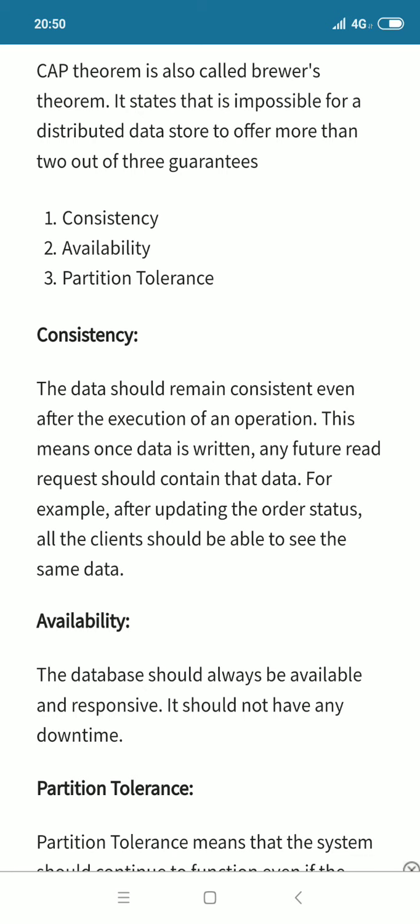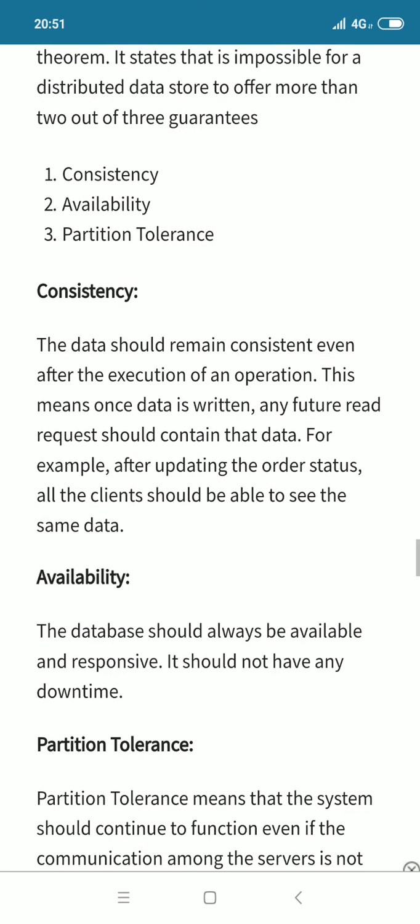So, consistency in NoSQL means the data should remain consistent even after the execution of an operation. This means once data is written, any future read request should contain the data. For example, after updating the order status, all the clients should be able to see the same data. Right? So this is the consistency in NoSQL. But the meaning of consistency in SQL is different.